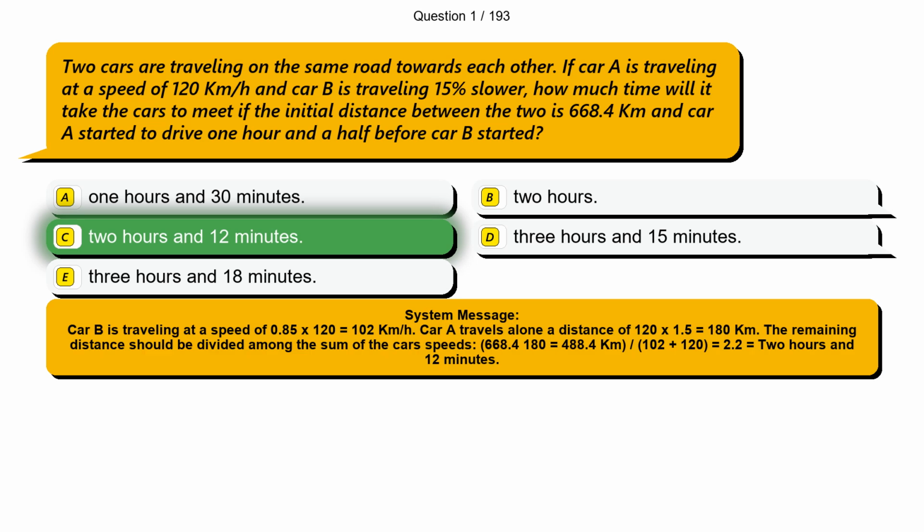Car B is traveling at a speed of 0.85 x 120 equals 102 km per hour. Car A travels alone a distance of 120 x 1.5 equals 180 km. The remaining distance should be divided by the sum of the cars' speeds: 668.4 minus 180 equals 488.4 km, divided by 102 plus 120, equals 2.2, which is 2 hours and 12 minutes.